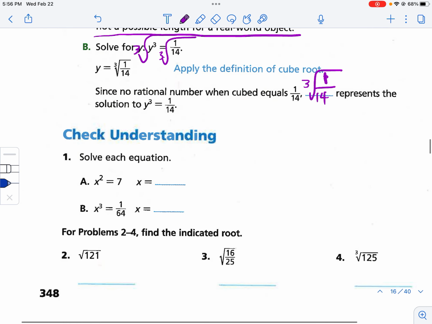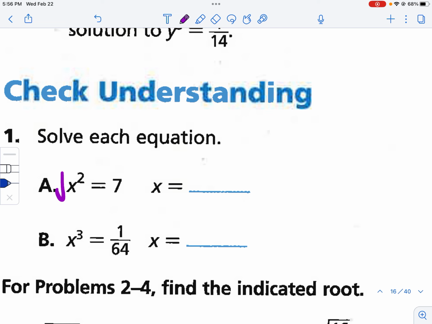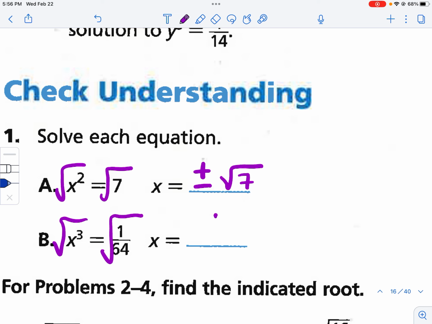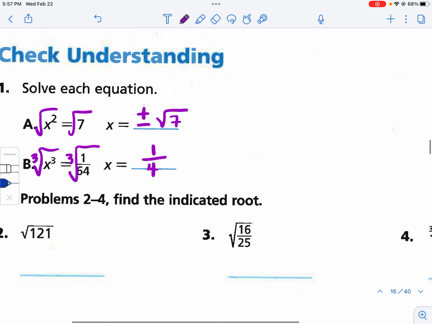Okay, so we're going to go down here. If I take the square root of both sides of this, it is going to be plus or minus the square root of 7. Okay? When I do the cubed root, there's only one answer. 1 times 1 times 1 will get, oops, I forgot the cubed, sorry. What times itself gets 64? 4. So the cubed root of 1 over 64 is 1/4.